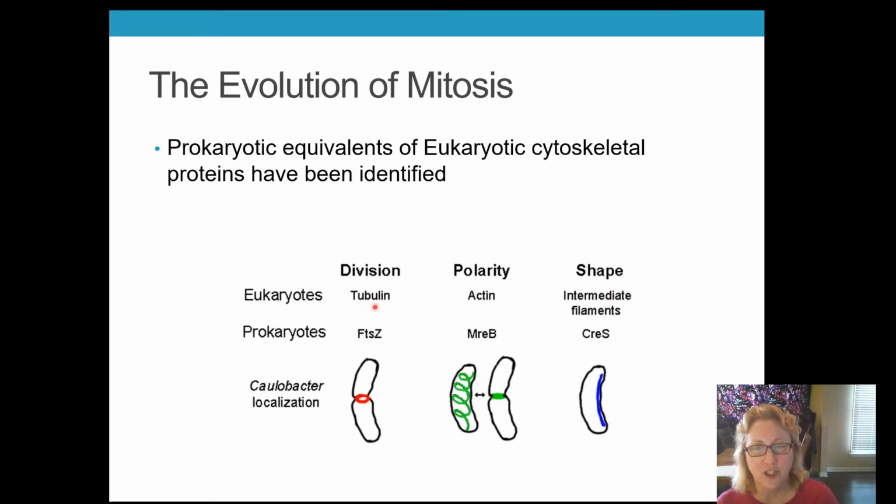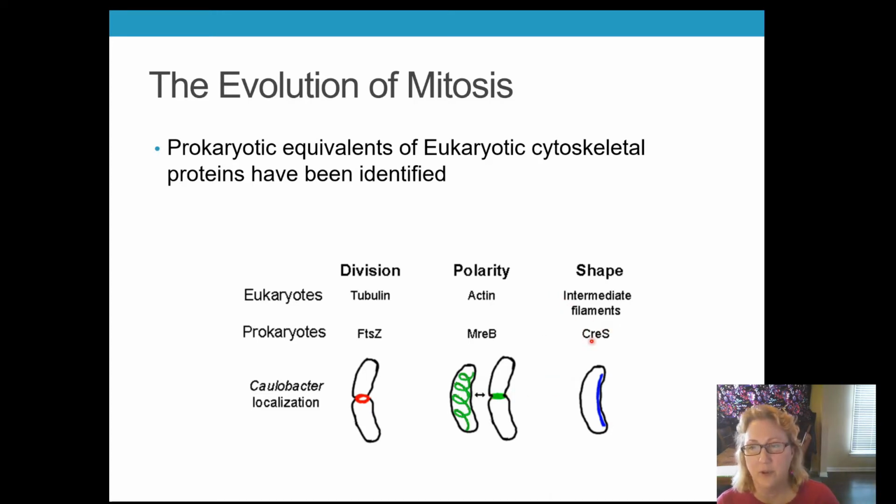They have a gene that is similar in sequence to tubulin, FtsZ, and in fact, we do find that this protein is found during cell division, during binary fission. They have an equivalent of the actin gene called MreB, and in fact, we do find that this protein is localized during binary fission as well.